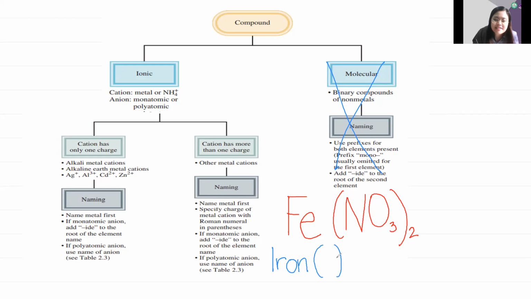So, magbutang daw ta og parentheses. And we will specify here kung unsa ang charge ni iron. Kay duha man iyang charge. Tapos, NO3 is a polyatomic ion. So, if polyatomic ion, use name of the anion. What is the name of NO3? Nitrate po, ma'am. Okay, very good. It's nitrate. So, please use your index cards din ha. Kung nahimo na ninyo. Now, ang kulang na lang ani is ang charge ni iron. So, ganyan akong gitudlo sa inyo ha. How to determine the charge ni iron.